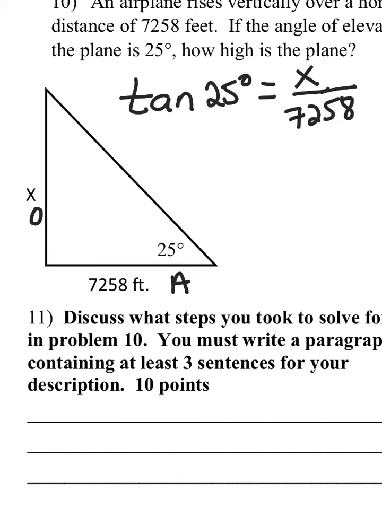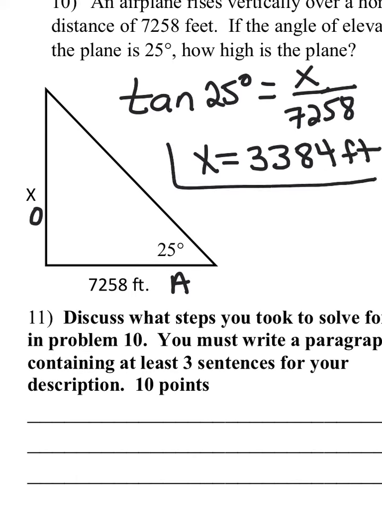Okay, so tangent 25 degrees times 7,258 gives us 3,384 feet. I'm really not worried about the decimals on this one, so you can just leave it as whole numbers. That's fine, okay?